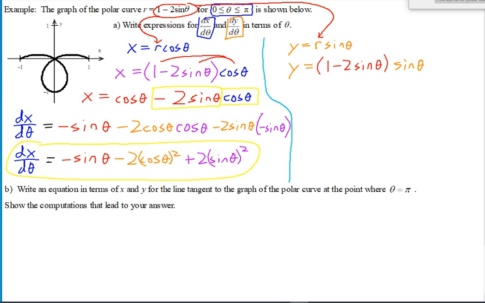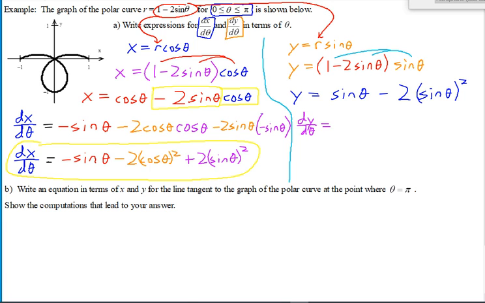And again, it's probably easier, you could use the product rule here. In this case, it's probably even easier than the other one if we just distribute out the sine theta. So we get y equals sine theta minus 2 times sine theta would give you sine theta squared. And now we can find dy/dθ by finding the derivative.